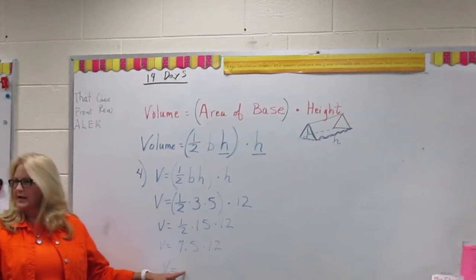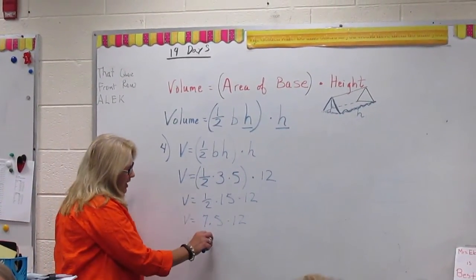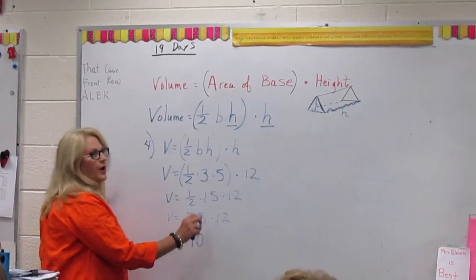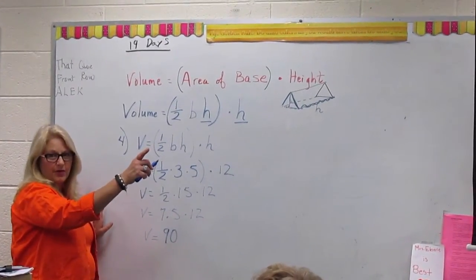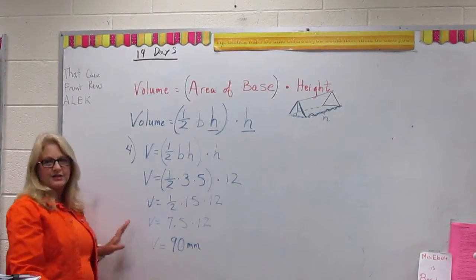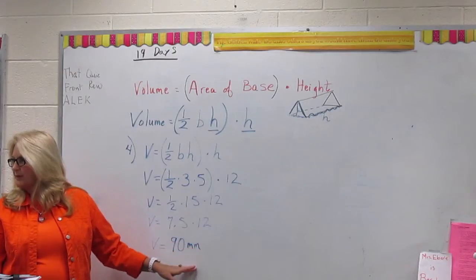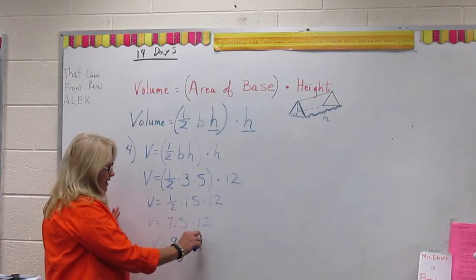90. How many other people got 90? Yeah, it doesn't look like you're wrong. Looks like you're just exactly right. Okay. I think I know what you're thinking about. We're going to talk about that, okay? Did you put down 90 millimeters? And its volume, so what is our power going to be? 3. Cube, 3, good, very good.